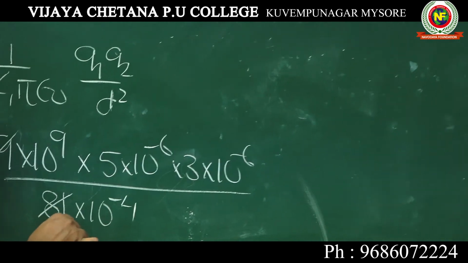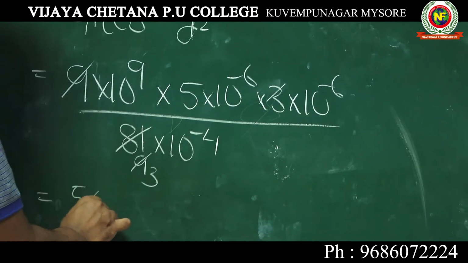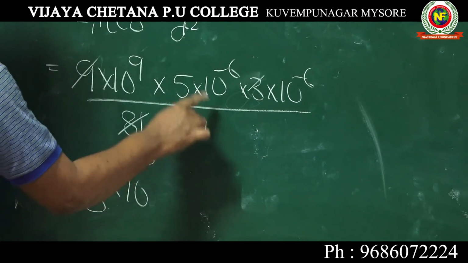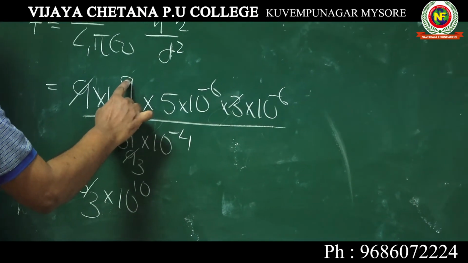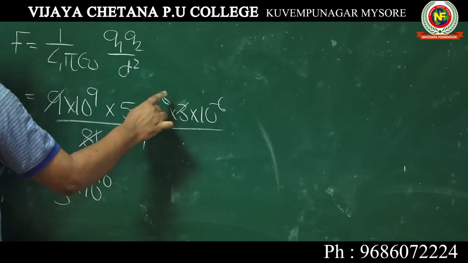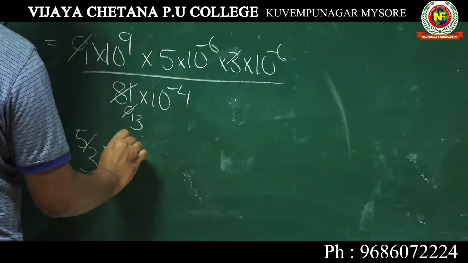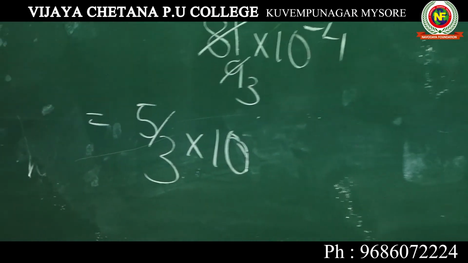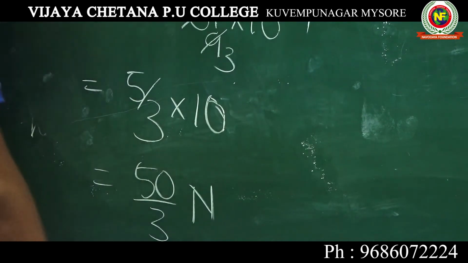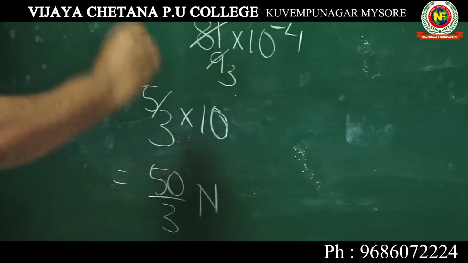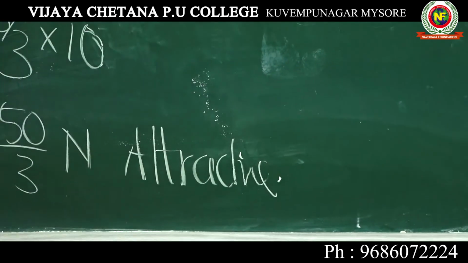Let us simplify this. 9 9s are 81. 3 1s are 3 3s. This is 5 by 3 into 10 power. 10 power minus 4 coming up becomes 9 plus 4, 13, minus 6 minus 6, 12. 13 minus 12 is 10, so it is simply 10 power 1 or simply 10. So 50 by 3 Newton is the force. What is the nature of the force? One is positive, other is negative. Attractive. So the first part of the problem is over.